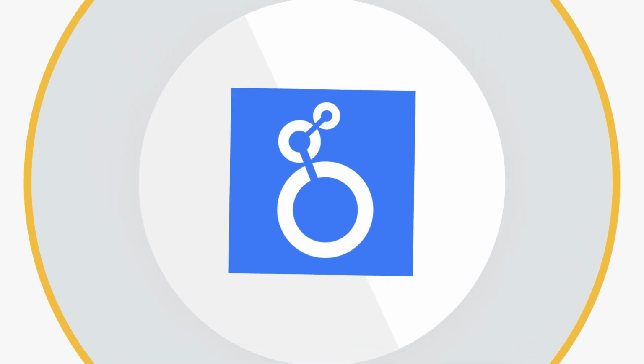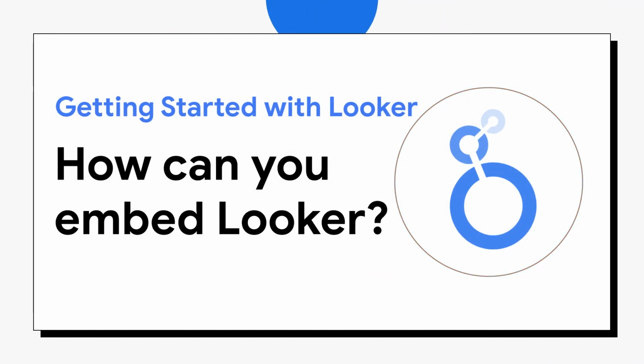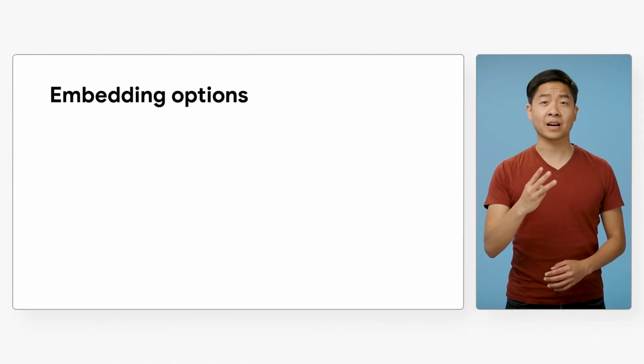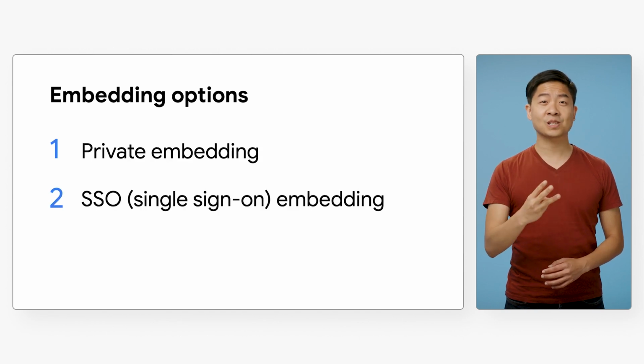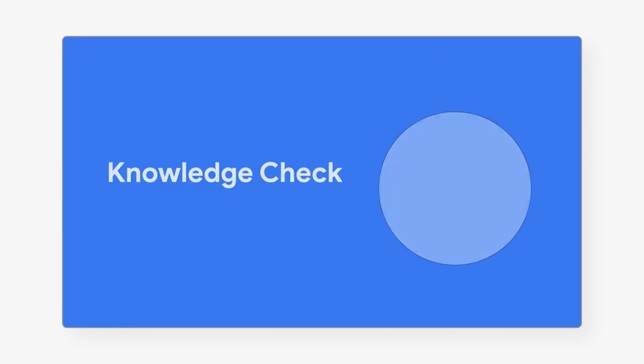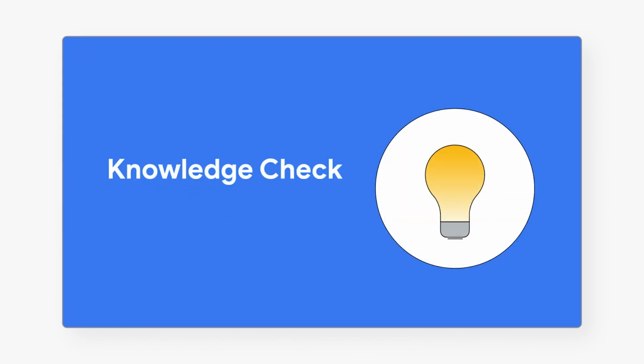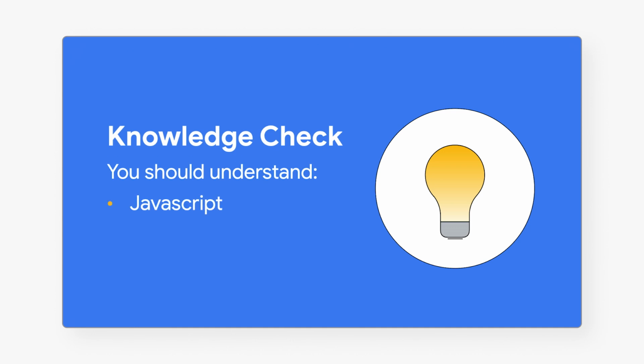In this video, we will explore the multiple ways you can embed your Looker content via iframes. There are three options for embedding via iframe: private embedding, SSO single sign-on embedding, and SSO embedding with the Embed SDK. Let's do a quick overview of each iframe embedding option and how your host application can interact and communicate with your iframe. By the way, a quick knowledge check.